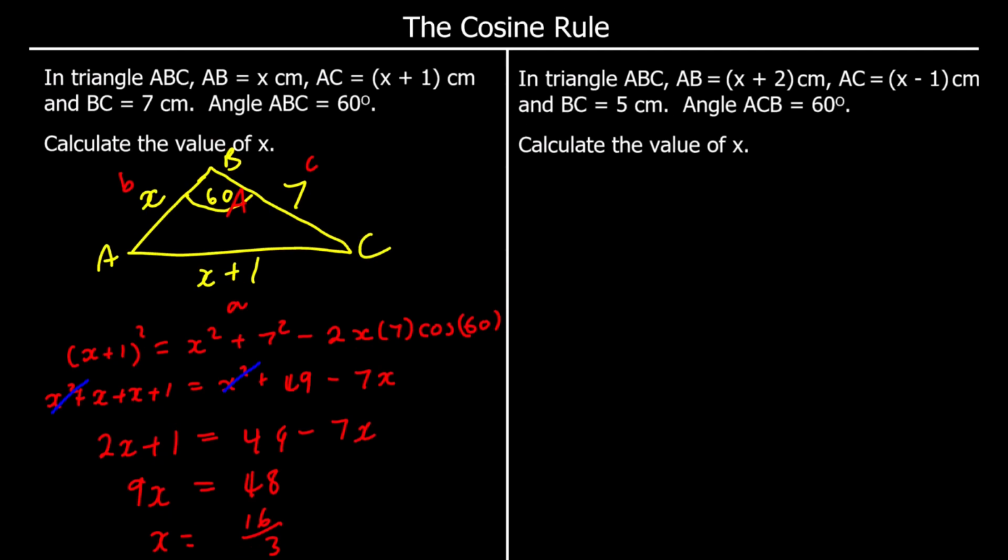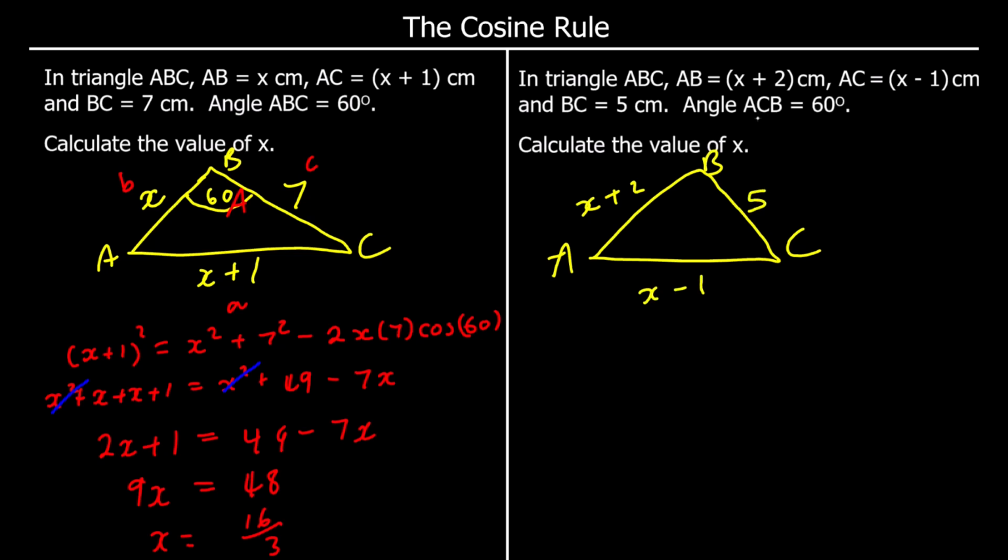One for you to try. Give it a go. So again, just draw the triangle ABC. A to B is called x plus 2. A to C is x minus 1. B to C is 5. And angle ACB is 60 degrees. So we have big A, little a, B, and C. Substitute into the cosine rule.